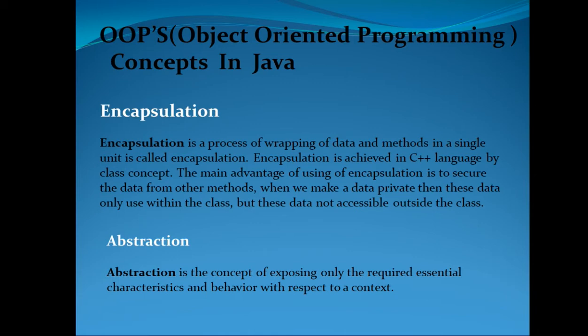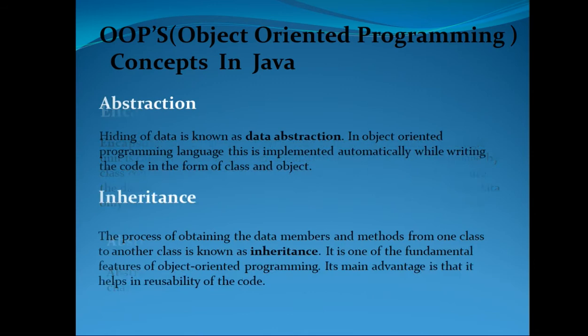Next one is abstraction. Abstraction is the concept of exposing only the required or essential characteristics and behavior with respect to a context. Hiding of data is known as data abstraction. In an object-oriented programming language, this is implemented automatically while writing the code in the form of a class and object.